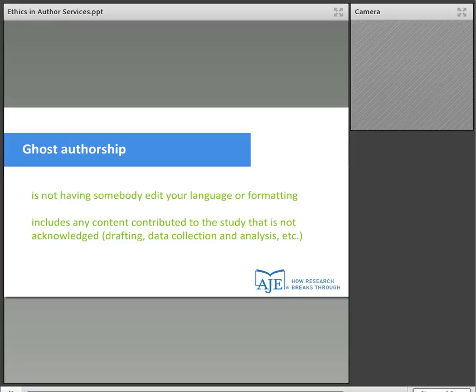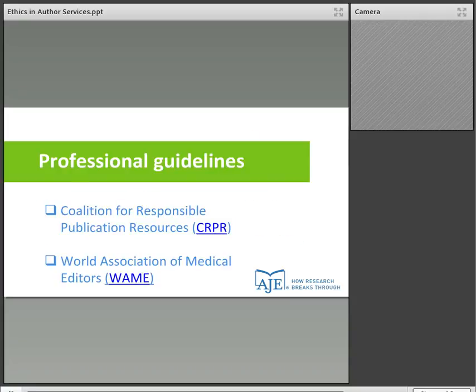So it's not having somebody edit your language or formatting. It's not having someone go in and revise and polish a little bit. That's completely different than generating content. So any content generated for the study, whether it's the language itself, the data collection, the analysis, whatever, that's ghost authorship.